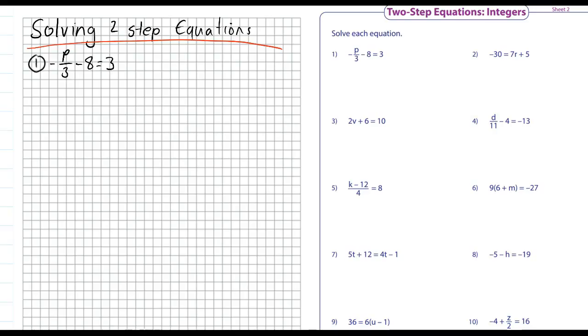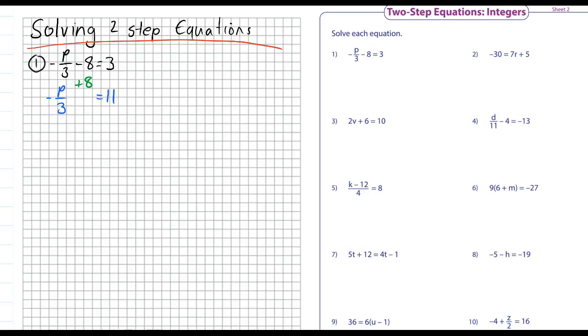So if the last thing I do is take away 8, I could get rid of it by adding 8. And I'll do that, and I'm left with minus p over 3 equals 8 plus 3 is 11. All I did was add 8 to both sides to get rid of it. The plus 8 cancelled with the minus 8, and I needed to add 8 to 3 to keep it fair. So now I'm left with negative p over 3 equals 11.